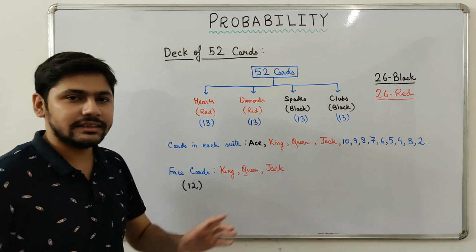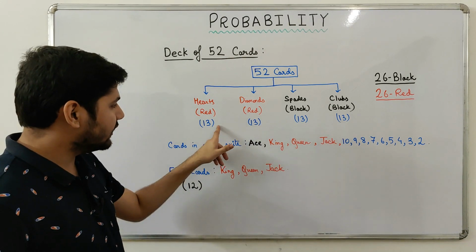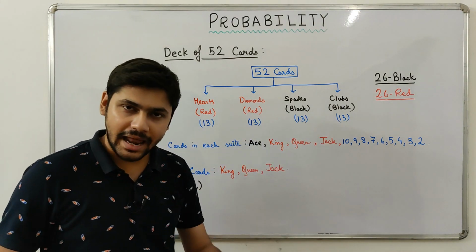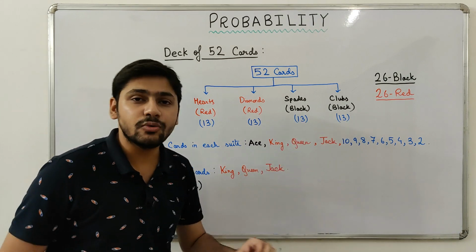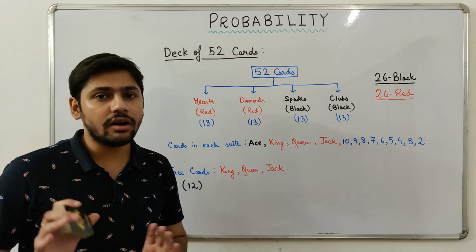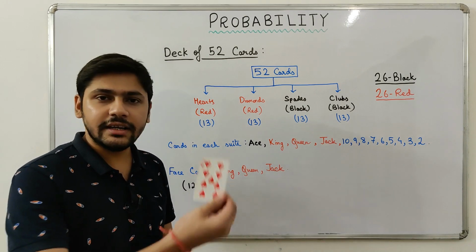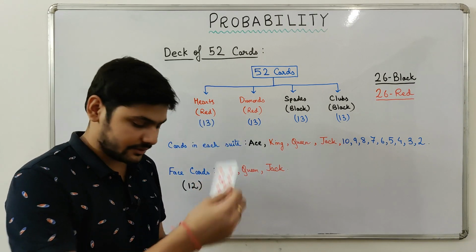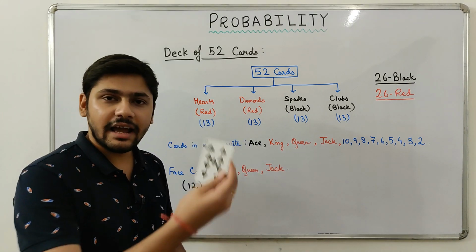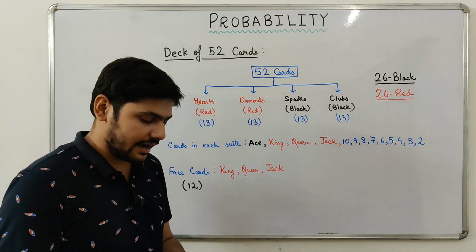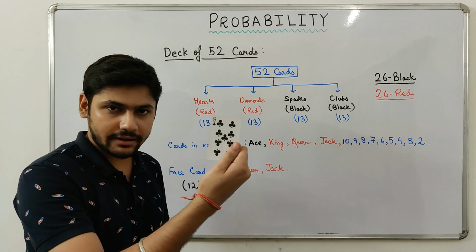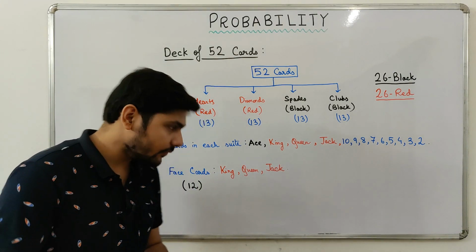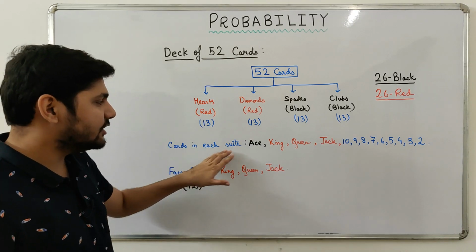So hearts and diamonds are red. Keep that in mind. So 13 plus 13 gives us 26 reds. And spades and clubs are black. So 13 plus 13 gives us 26 blacks. Keep this in your mind. As you can see over here, this is hearts. This is diamonds. Then we have the spades, black, and finally the clubs, which are black. So 4 suits of 13 cards each. Easy.